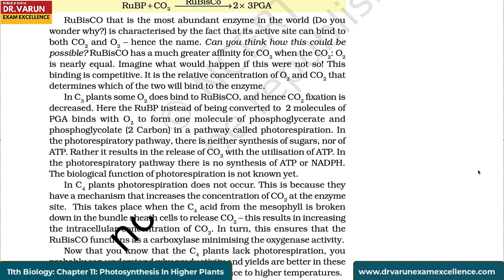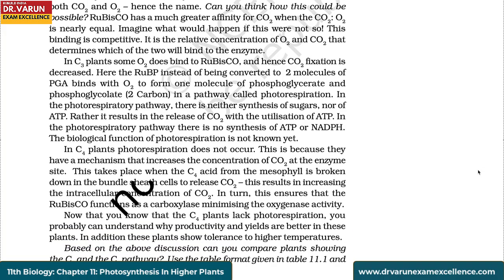This binding is competitive. It is the relative concentration of oxygen and carbon dioxide that determines which of the two will bind to the enzyme. In C3 plants, some oxygen does bind to Rubisco and hence carbon dioxide fixation is decreased. Here the RuBP, instead of being converted to two molecules of PGA, binds with oxygen to form one molecule of phosphoglycerate and phosphoglycolate, which is a 2-carbon compound, in a pathway called photorespiration.